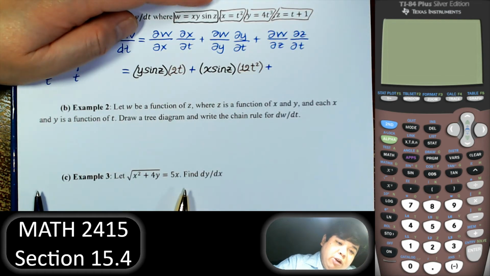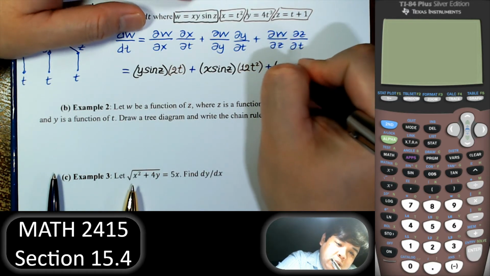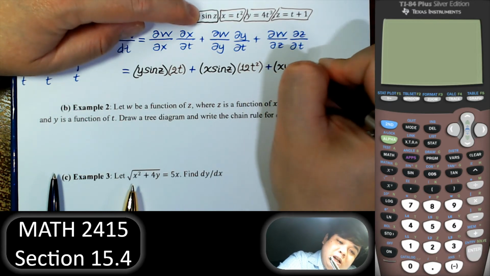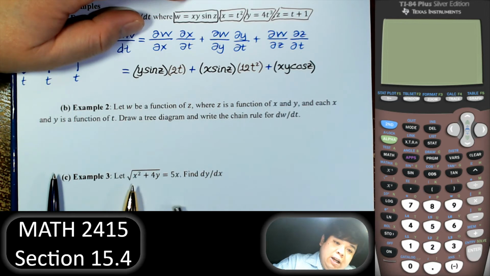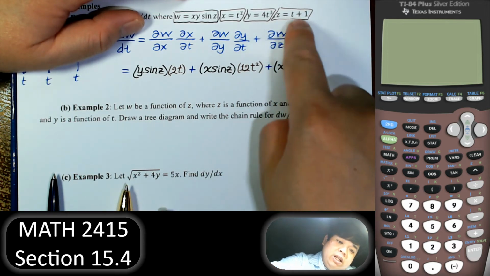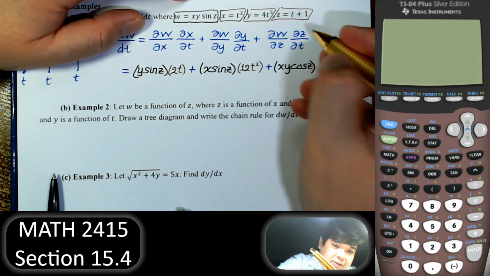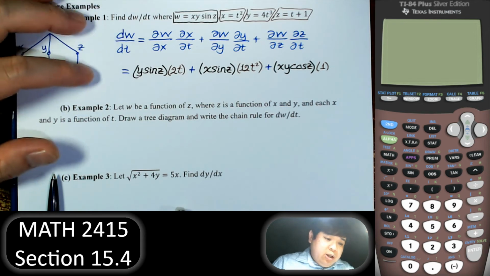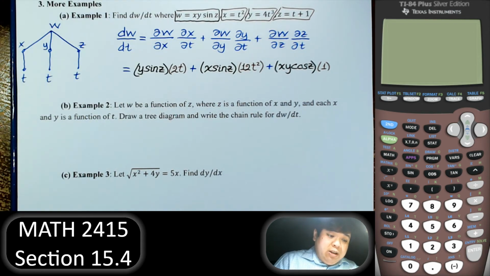And derivative of w with respect to z will be xy. Derivative of sine z is cosine z, xy just constant. And then derivative of z with respect to t is just 1, right? Multiply it out, and then finally put t in for it.